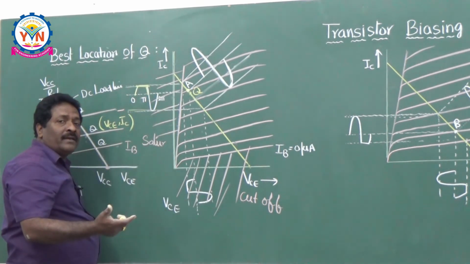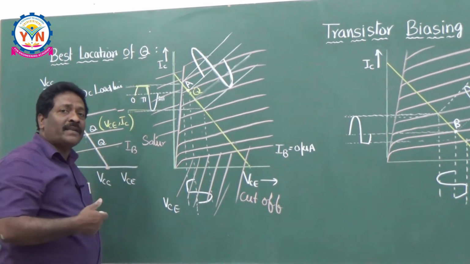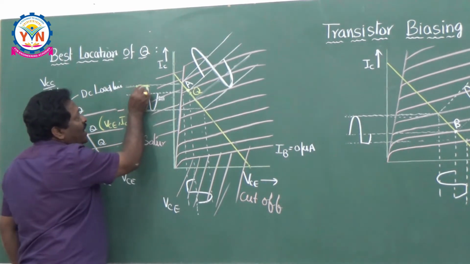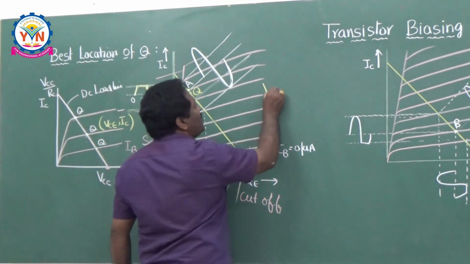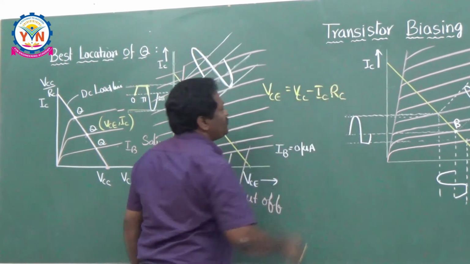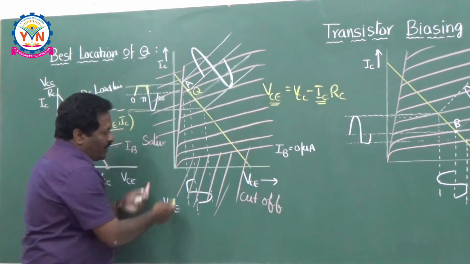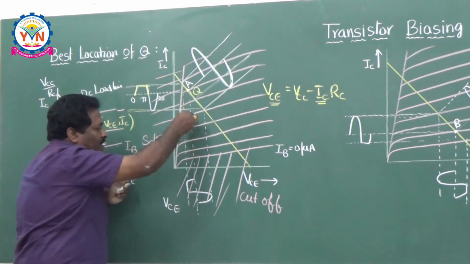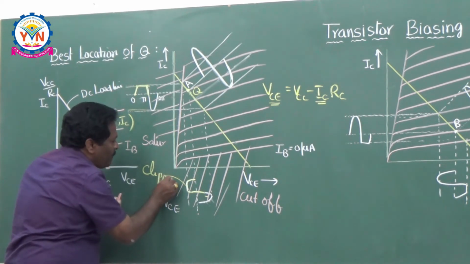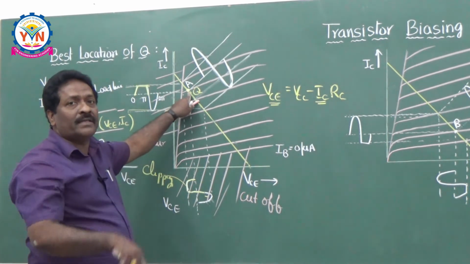So what is an amplifier? An amplifier has to maintain the same shape as the input. That means we always expect faithful amplification, but here faithful amplification is not there. If this is the IC, and you already know VCE is equal to VCC minus ICRC, this is the basic equation. If IC is clipped off like this, automatically VCE is also clipped off. So this is the portion of clipping. Faithful amplification is not achieved. The reason is the operating point is fixed towards the saturation region.